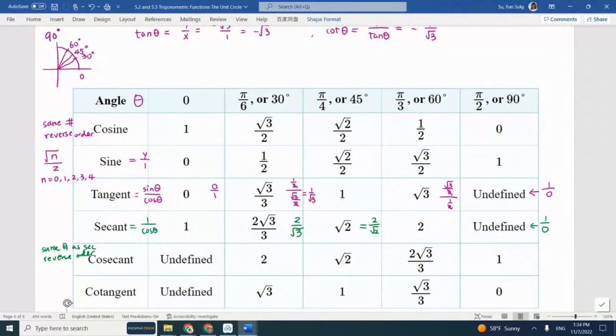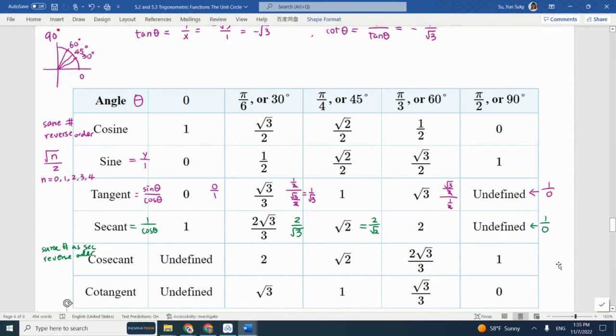So these you gotta memorize. Because for these common angles, I want the exact value. So I want root 3 over 2. You write down root 3 over 2. Do not plug this in your calculator and give me a decimal. Is that clear, everybody? It's very important to remember the values in this table.